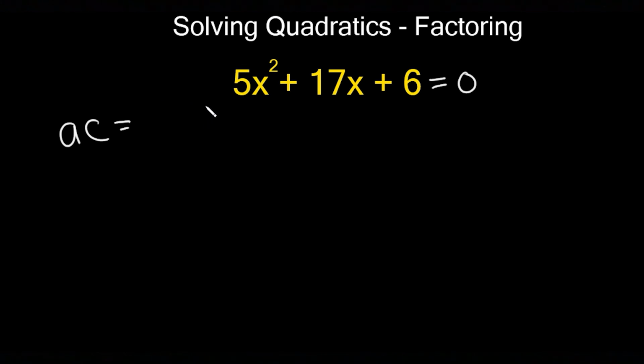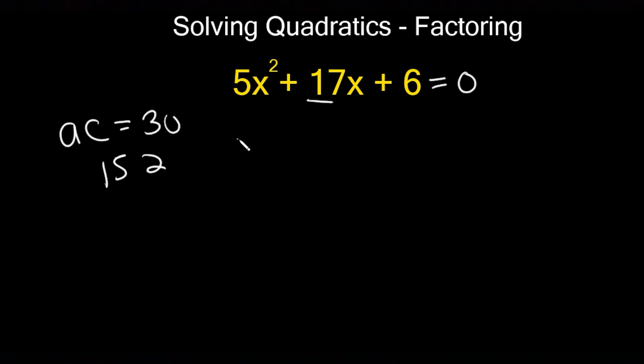So if I do A times C, I get 5 times 6. That will give me 30. I need two numbers that when I multiply will give me 30, but add up to my 17. Well, that's going to be 15 and 2. So 15 and 2. Now, A is not equal to 1. So I have to go ahead and do factoring by grouping again.